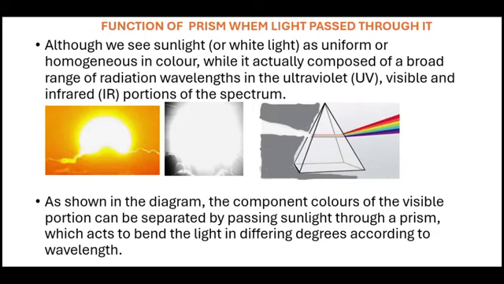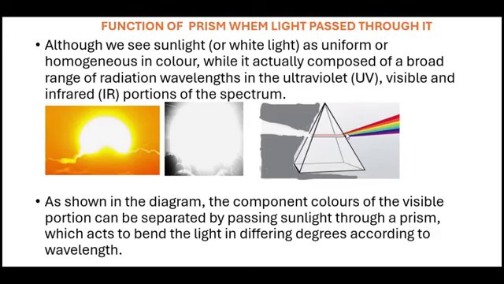Function of a prism when light passes through it. Although we see sunlight or white light as uniform or homogeneous in color, it actually possesses a broad range of radiation wavelengths in the ultraviolet region, visible and infrared portions of the spectrum.